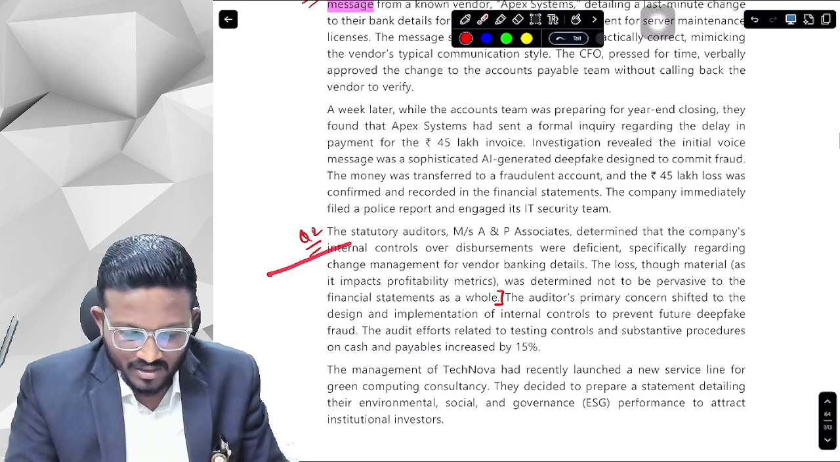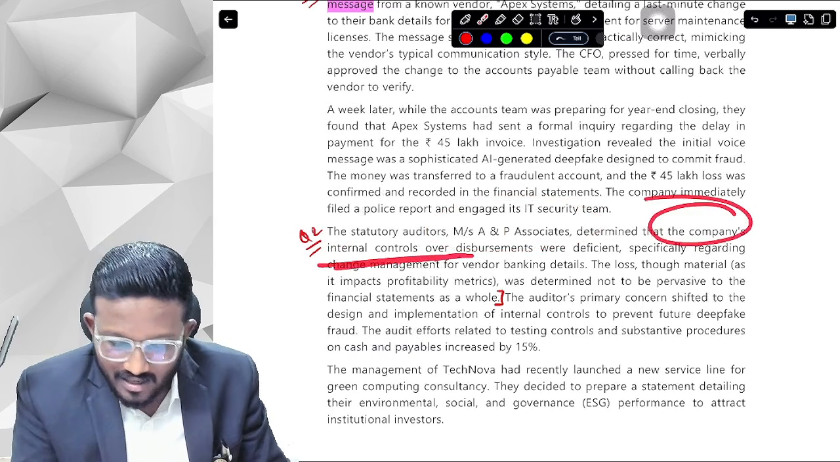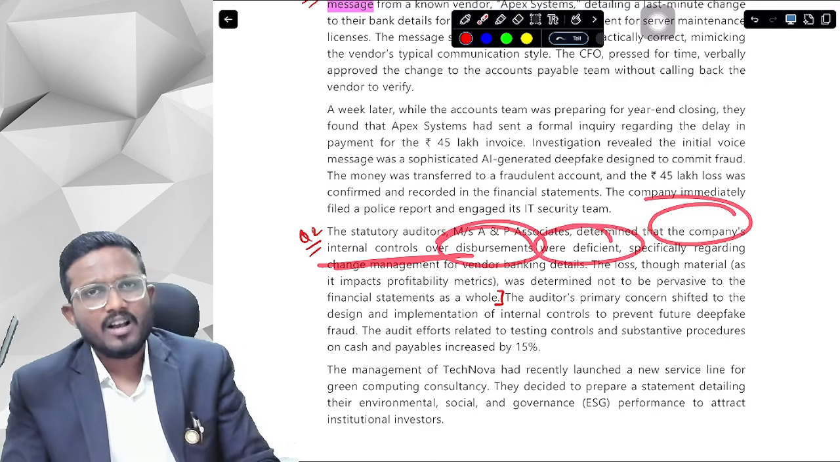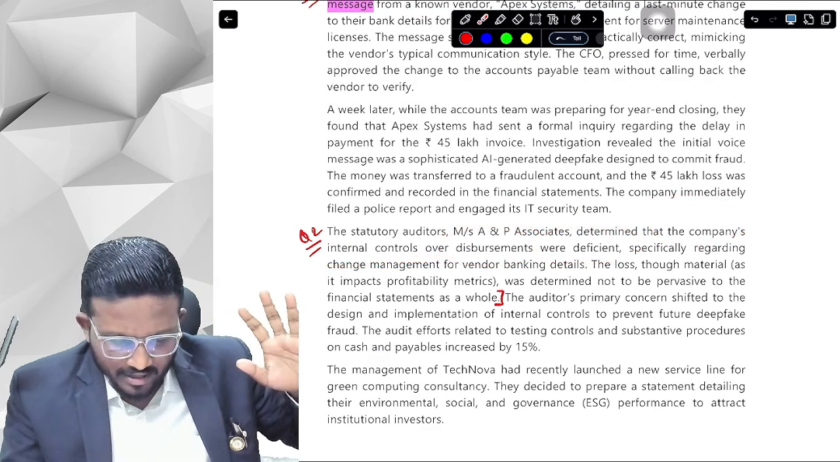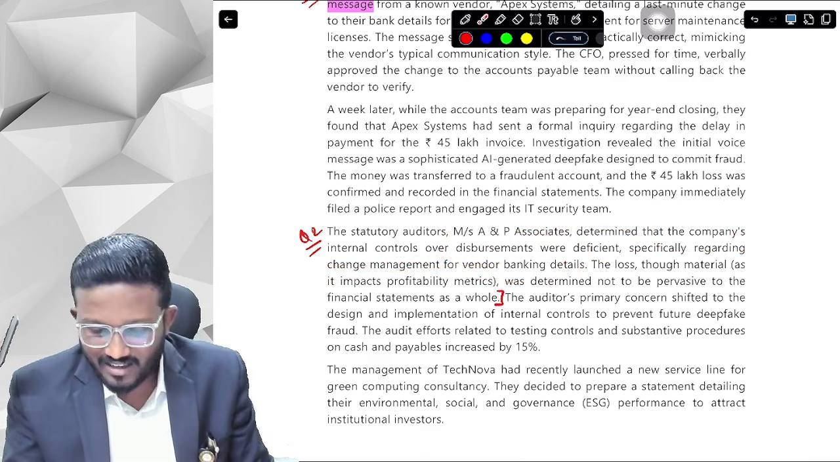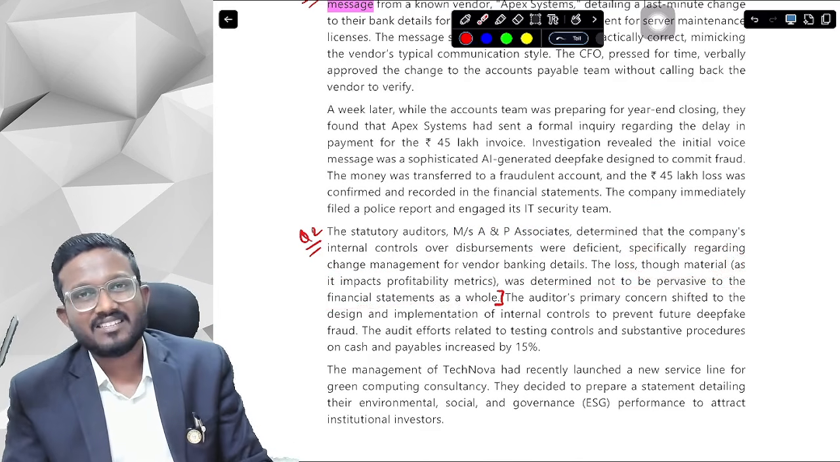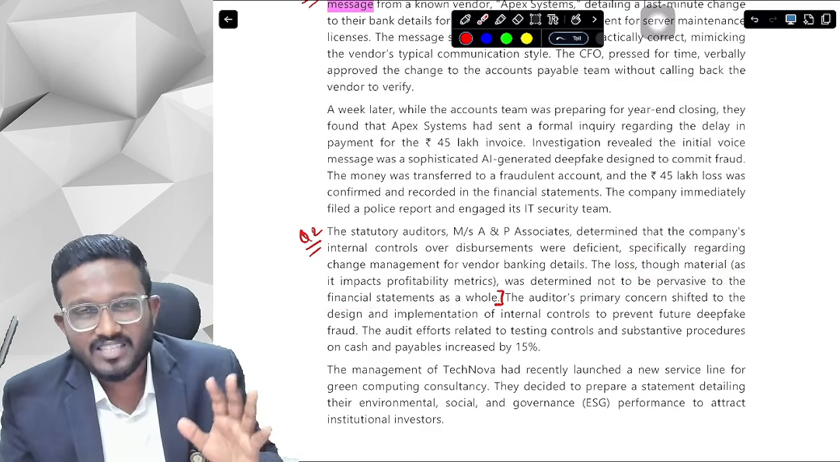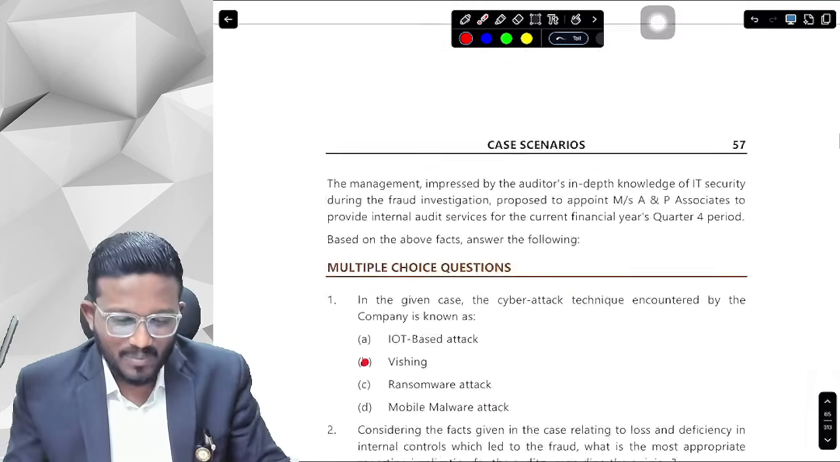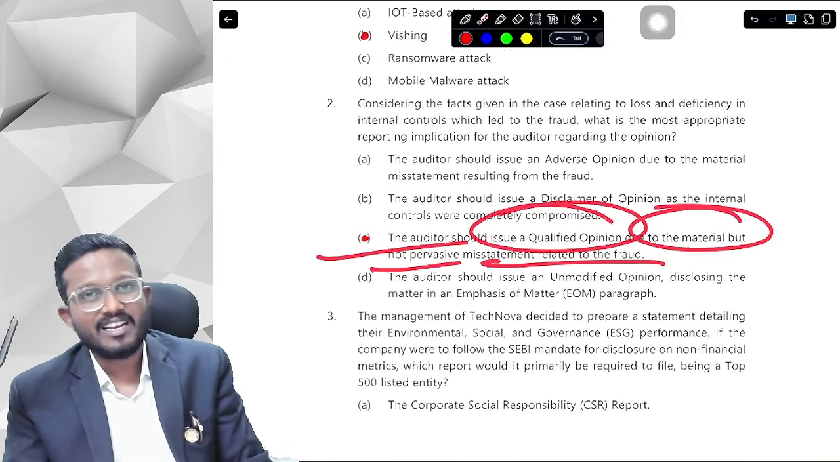Second is what, sir? The statutory auditors, M/s ANP Associates, determined that the company's internal control over disbursements was deficient. The internal controls were not working properly regarding change management for vendor banking details, and the loss due to this internal control failure was material, but it was not determined to be pervasive to the financial statements as a whole. The loss was material but not pervasive, so here we will issue a qualified opinion. Okay, yes sir. So here we should issue a qualified opinion because it was material but not pervasive.